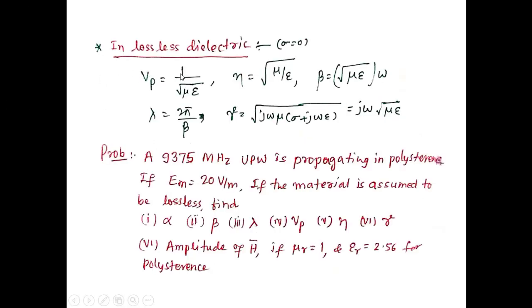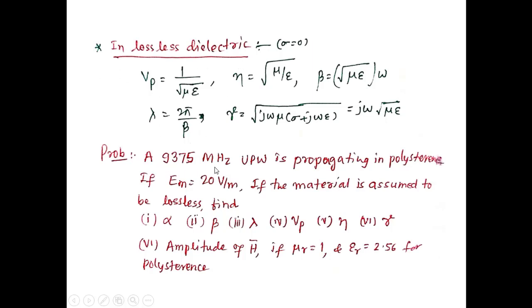So in a lossless dielectric, sigma is equal to 0, but epsilon r is not equal to 1 and also mu r is not equal to 1. Therefore, phase velocity Vp is given by 1 by under root of mu epsilon, eta is given by under root of mu by epsilon, beta is given by omega into under root of mu epsilon, and lambda is equal to 2 pi by beta. The propagation constant is under root of j omega mu into sigma plus j omega epsilon. Since sigma is equal to 0, I will get j omega under root of mu epsilon. So we solve one problem on lossless dielectric.